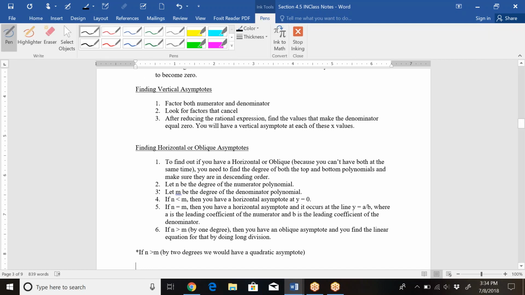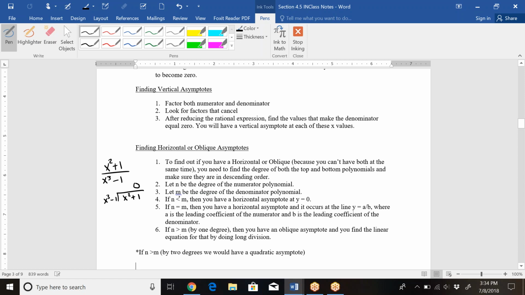Say you have something like this, x squared plus 1 over x to the third minus 1. X to the third cannot divide into x squared. So that goes in 0 times because cubed can't go into squared.